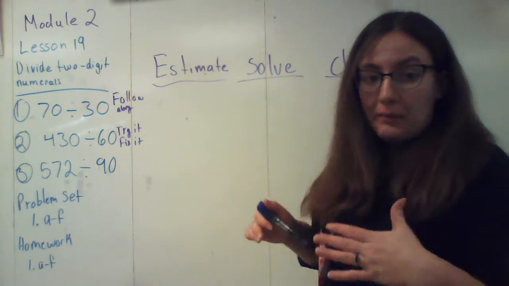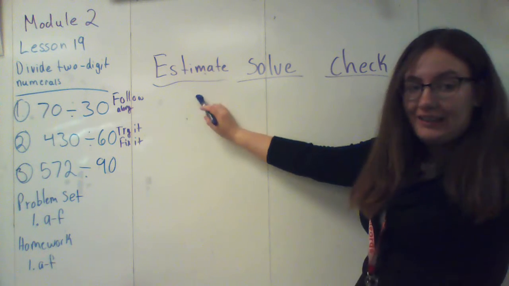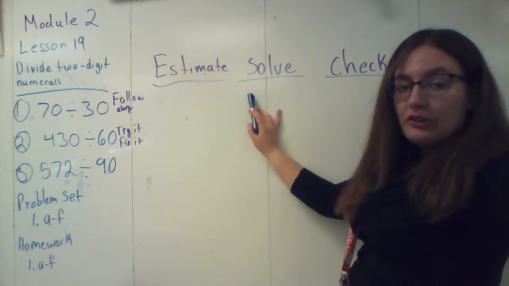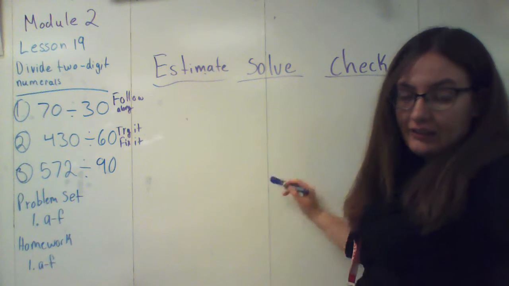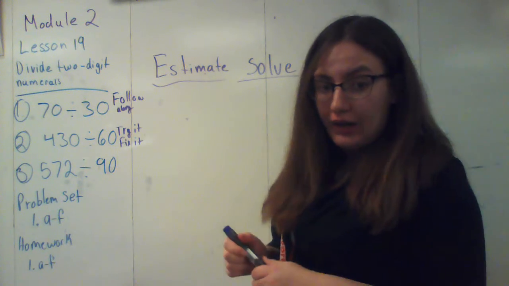So these problems today are going to be in 3 different steps. Your first step is going to be estimating, just like we've been doing for the past 2 lessons. Then we're actually going to solve using that standard algorithm, and then we're going to check our answer to make sure that we are correct.